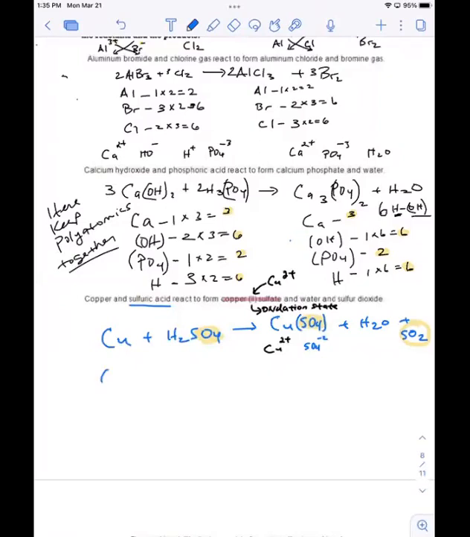All right, we got 1 copper. We got 2 hydrogens. And we have 1 sulfur and 4 oxygens. Right. And then on the other side, we have 1 copper. We have 2 sulfurs. We have 4, 5, 7 oxygens. And we have 2 hydrogens. Let me move that down.